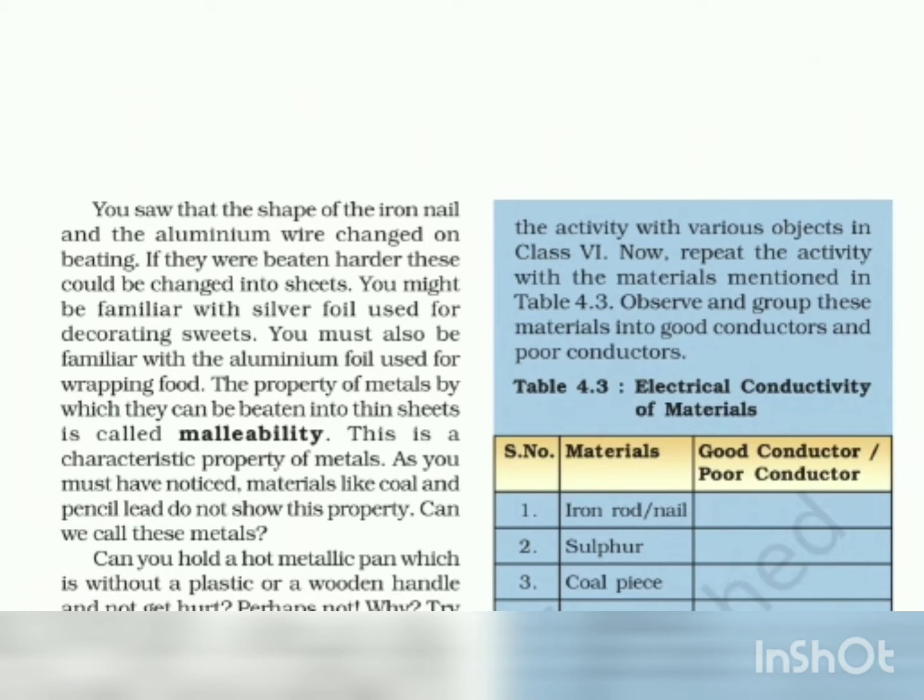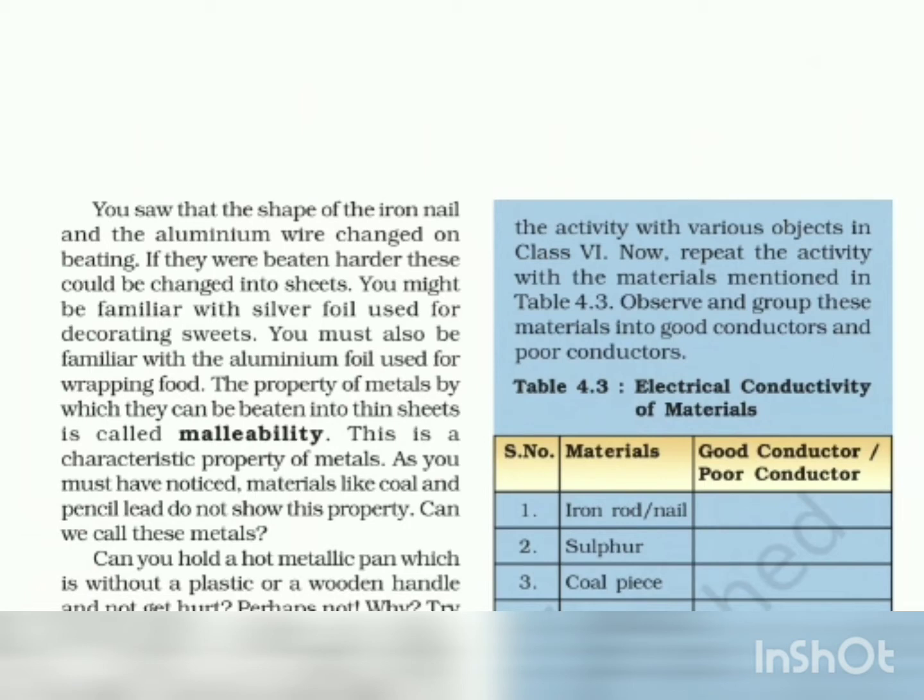You might be familiar with silver foil used for decorating sweets, or with foil used for wrapping food. This property of metals, by which they can be beaten into thin sheets, is called malleability. So we will say that metals are malleable, and non-metals are non-malleable. They cannot be changed into any shape.